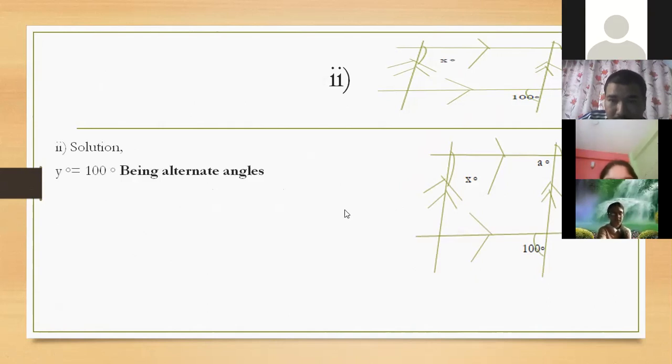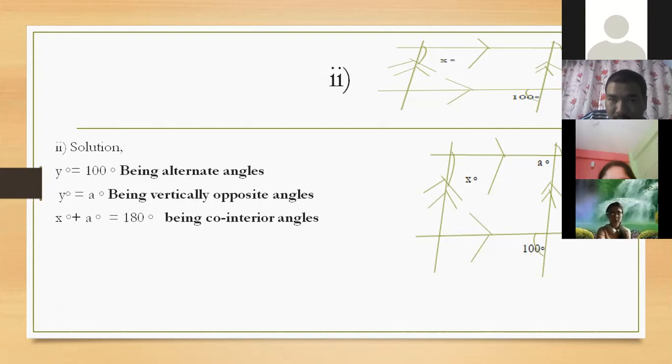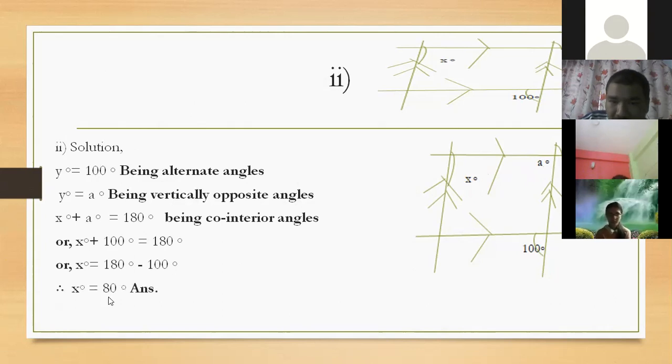Yes, sir. Y degree equals 100 degree being alternate angles, and I just told this is A, and y and A are vertically opposite angles. Then A degree is co-interior angle with x degree. A degree plus x degree will be 180 degree. Then we can find the value of x: 180 degree minus 100 degree. x value is 80 degree. Okay, children? Are you clear about its solution?